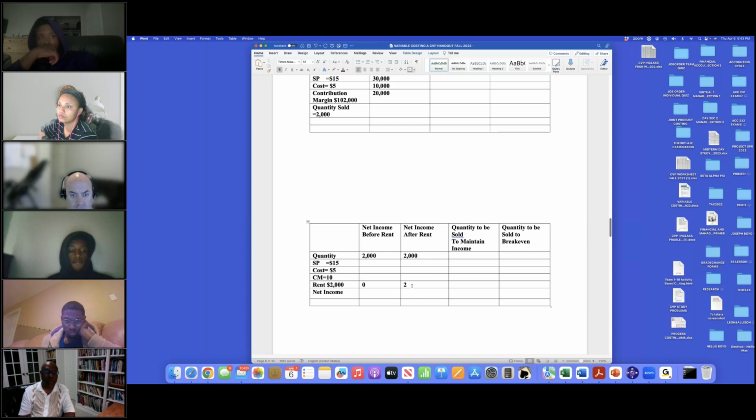So everybody go through now and calculate my net income. We're selling 2,000 items. The quantity is 2,000. In one case, we don't have fixed expenses. In the next case, we do have fixed expenses. So everyone make those calculations.